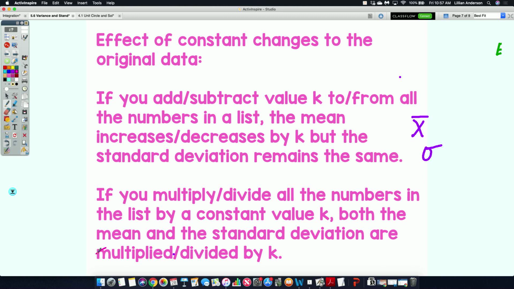Now, if you multiply or divide the numbers by a constant, then the mean and the standard deviation are both changed. So you either multiply or you divide. Okay? And there is an example on your paper where you see this happen.